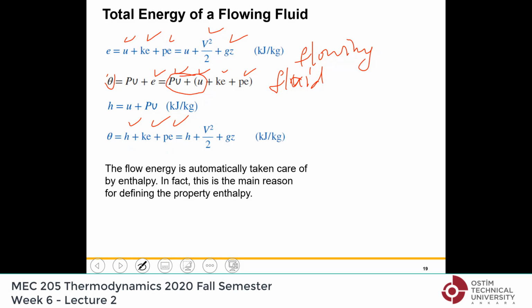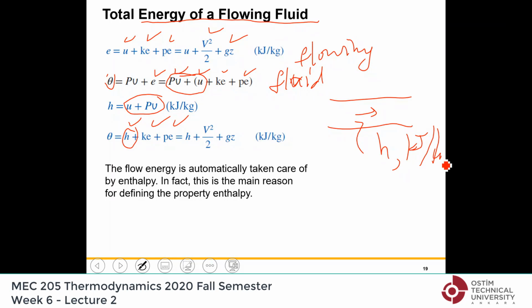That is, by combining U and PV, as you see here, and defining it as enthalpy, and using enthalpy to represent the energy of a flowing fluid in control volumes, we don't have to deal with flow energy. So this is the reason we do this. When you have, let's say, a fluid flowing in a pipe, what is the energy here? It is H, energy of the fluid, kilojoule per kilogram.